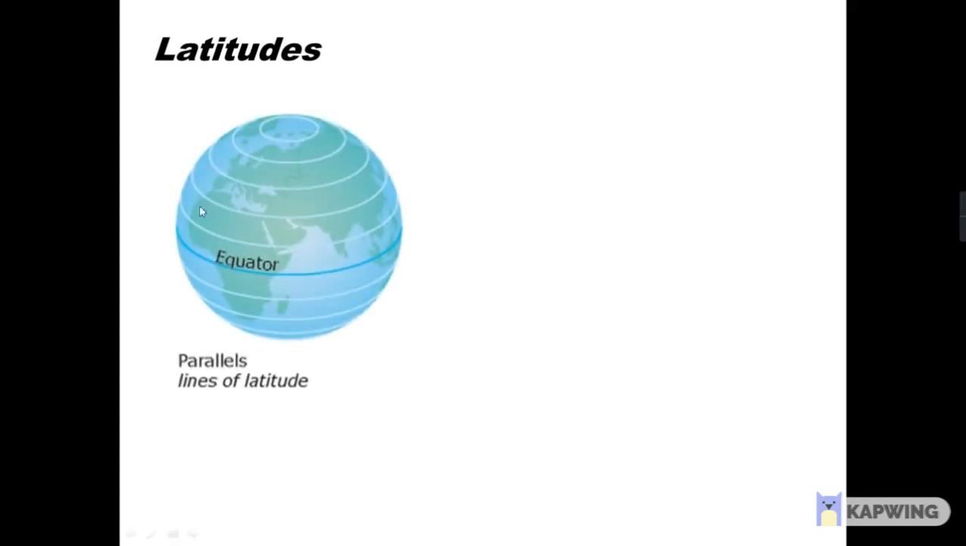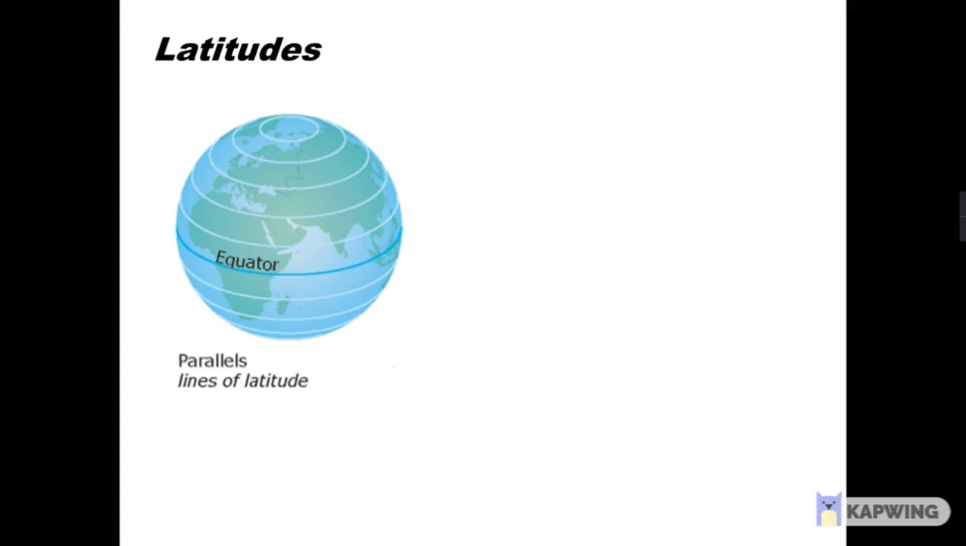As you can see, these are the latitudes. Since these lines are parallel to each other, they are also called parallels. The values of these latitudes vary from north to south. That is, the equator has a latitudinal value of 0 degrees, and as you progress towards the poles, the values increase.